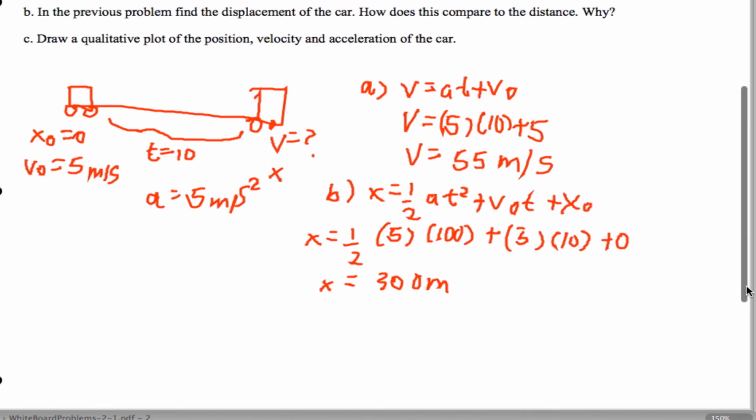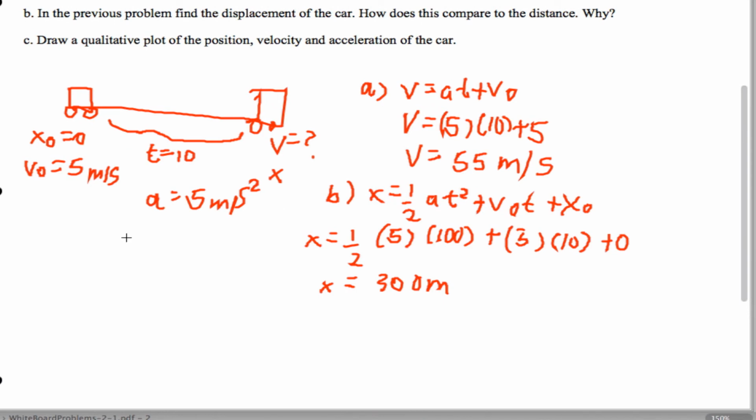Now there's a little distinction we need to make between distance and displacement. Displacement, if you remember, is delta x, which is x minus x naught. Distance is the total length traveled. And in this case, the total length traveled happens to equal the displacement. So in this case, we can actually say the two are equal.